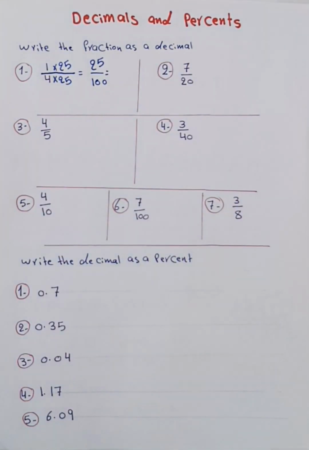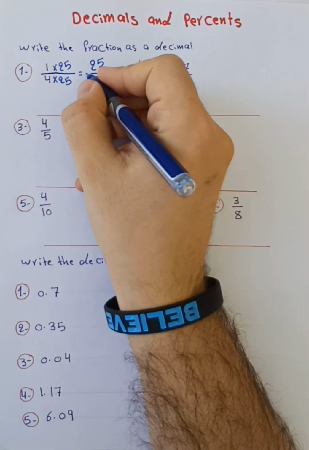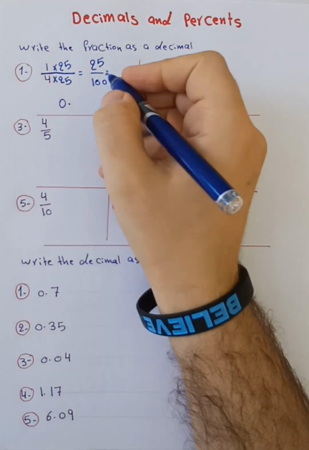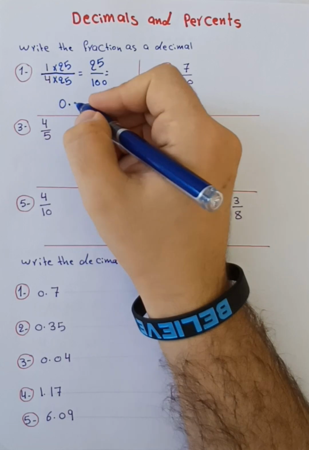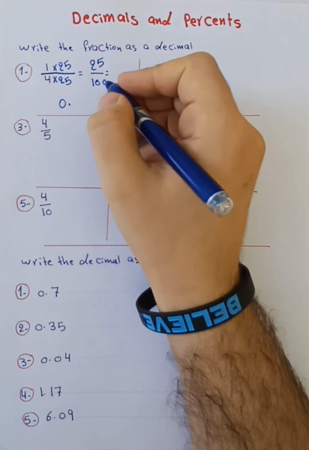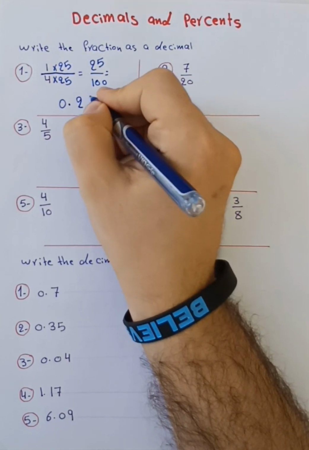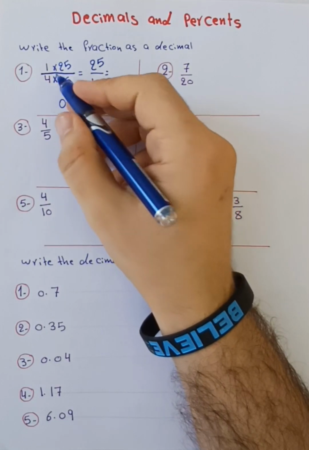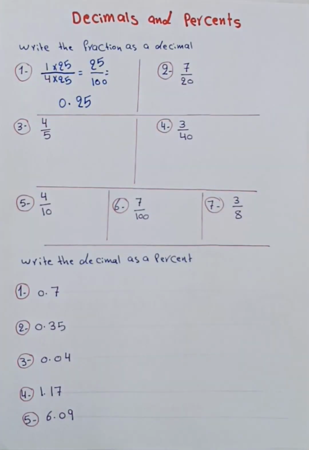And then it's really easy to write in decimal form. We don't have any whole number, so the whole number is 0 point. And after this point we should have two numbers because we have two zeros. So 25 is two numbers. It doesn't need any zeros. So the decimal form for 1 out of 4 is 0.25.